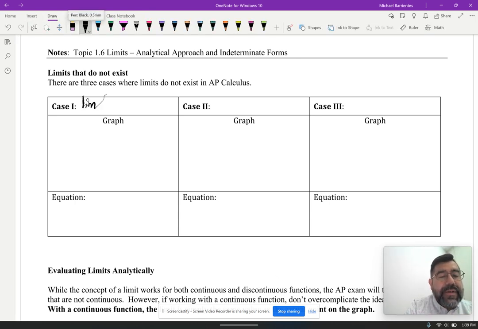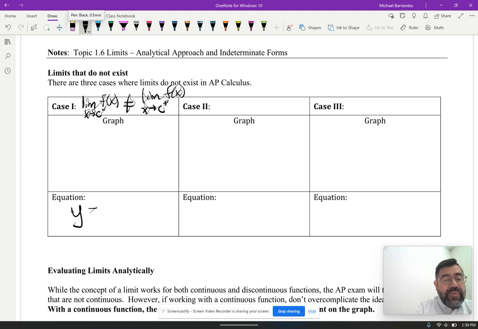A limit will not exist if the limit of the function from the left side does not equal the limit of the function from the right side as x approaches c from the right. So this is basically saying, if you remember this equation from one of the previous videos, let's call this f of x. f of x is equal to the absolute value of x over x.